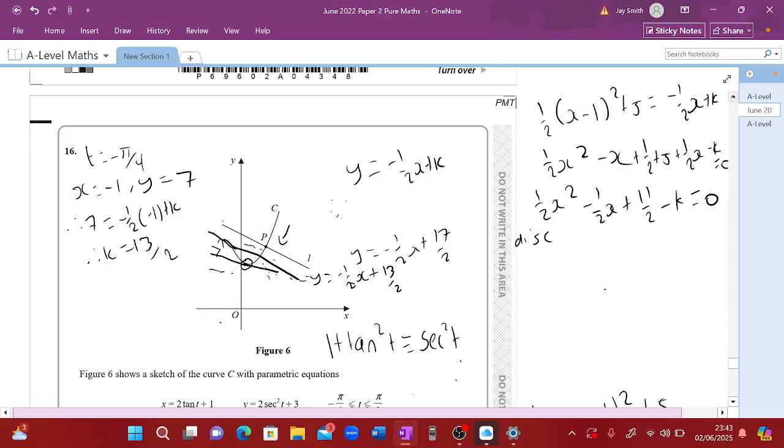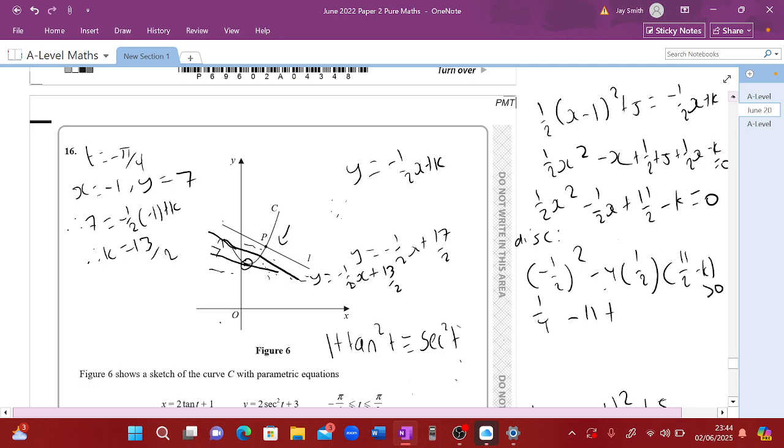Well, actually, it's two distinct points, so I guess it would be greater than or equal to... greater than 0, right? So the discriminant would be a half minus a half squared minus 4 of a half, 11 over 2 minus k, greater than 0. That'd be a quarter minus 4 of a half of 11 over 2. That'd be minus 11.